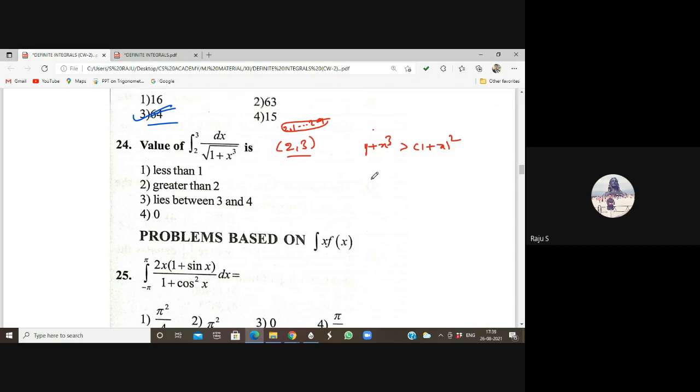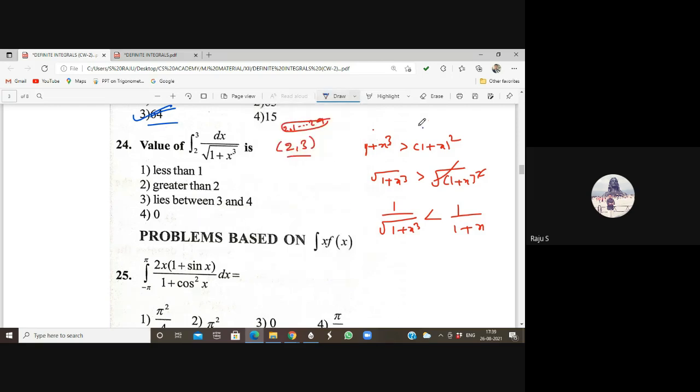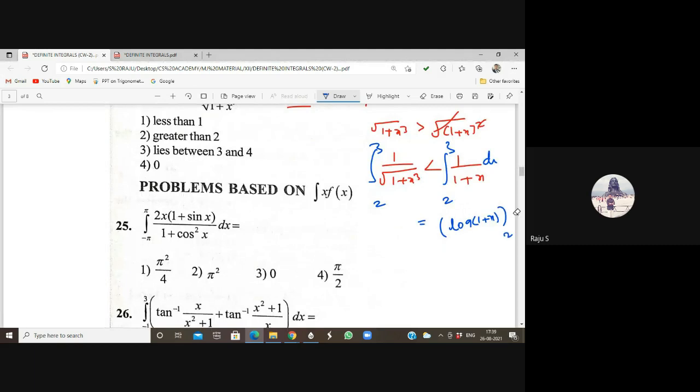But here a square root is there. The square root of 1 plus x cube is greater than the square root of 1 plus x the whole square. The square roots cancel, but it is in reciprocal: 1 by 1 plus x cube, greater than becomes lesser than 1 by 1 plus x. Now the integral is given, so take the integral from 2 to 3 on both sides and just evaluate this value. The integral of 1 by 1 plus x is log of 1 plus x, from 2 to 3. Substituting, the upper limit gives log 4 minus log 3, so we get log of 4 by 3.